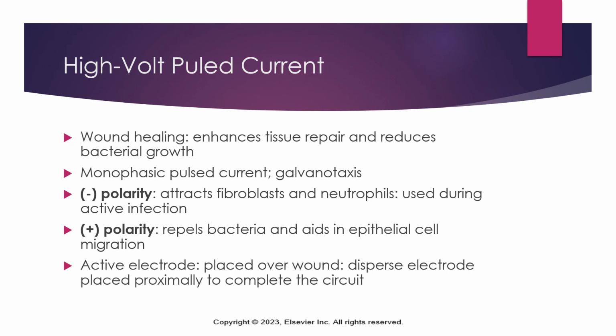As far as the electrode placement goes, the active electrode, either positive or negative, depending on the treatment goal, which is something that you'll choose on the machine, is placed directly over the wound site or just distal to that. The dispersive electrode is placed proximally to complete the flow and allow proper current flow. So why are we going to use HVPC? We're going to help manage chronic wounds, pressure ulcers, diabetic foot ulcers, post-surgical incisions, and this is going to help provide more of a non-invasive approach to wound care that complements traditional wound management strategies.